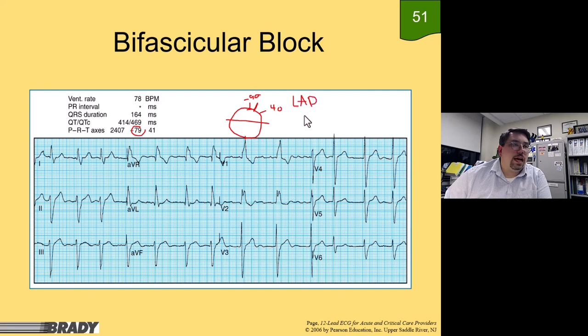So it'll be our LAD, but it's going to be pathological. Pathological is the concern here, right? Pathological meaning that there's an actual block. So pathological left axis deviation creates an anterior hemiblock, right? So there's our first block right off the bat. Our PR interval, we know for this one, it's not present.